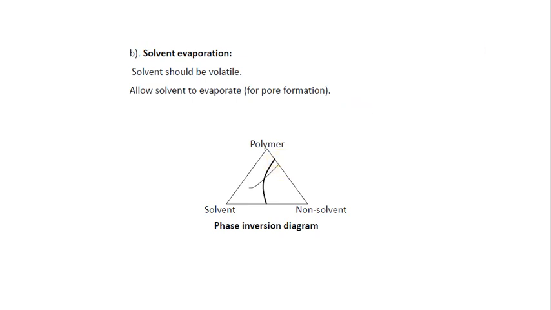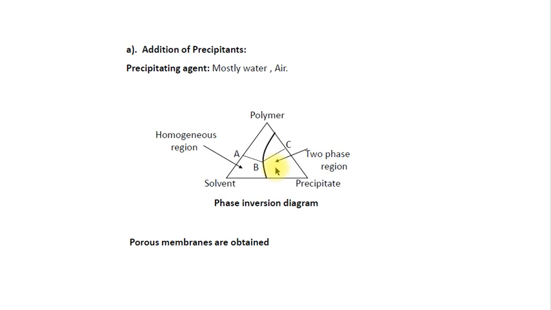In the precipitation process also, you can precisely control the pore size by using the concentration, or how you increase the concentration of precipitating agent in the mixture. In this way you can increase the rate of precipitation and control the pore size. That's why in the phase inversion method you can precisely control the pore size of the membranes.